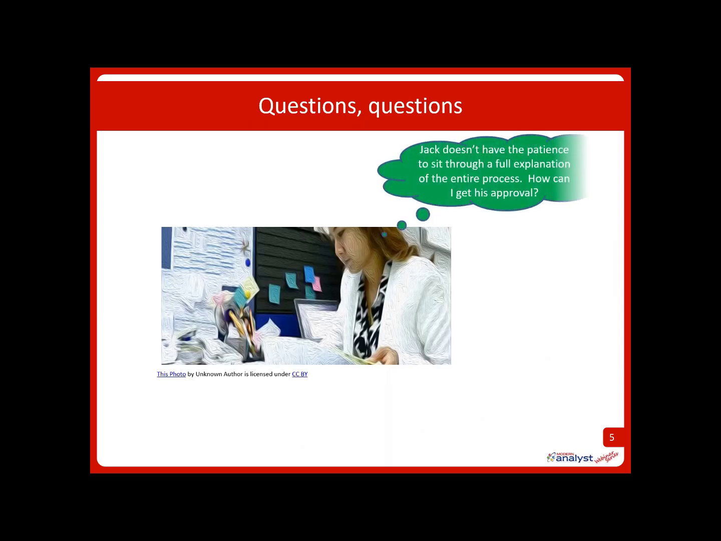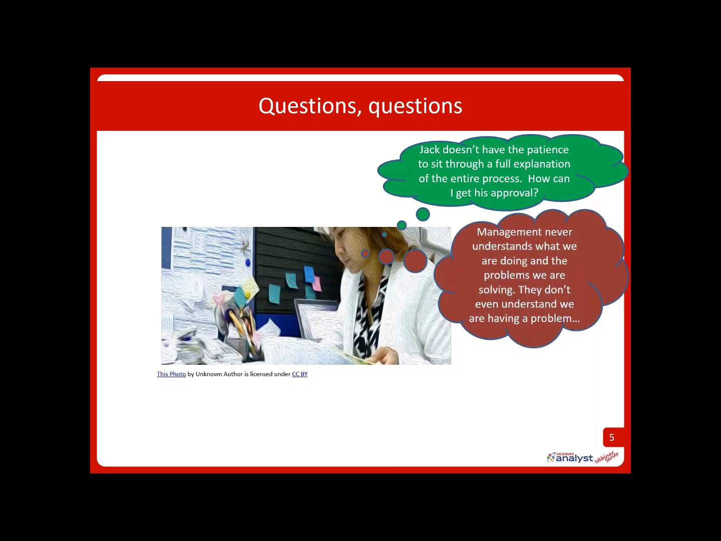Once again, Jack doesn't have the patience for a full explanation. I can't go through it in detail. How do I present this so that I can get his approval? How can I make sure that he understands it well enough to say, yes, I will fund it? Management never understands what we're doing. Why not? Why don't they understand what we're doing? They don't even sometimes understand we even have a problem that we're solving.